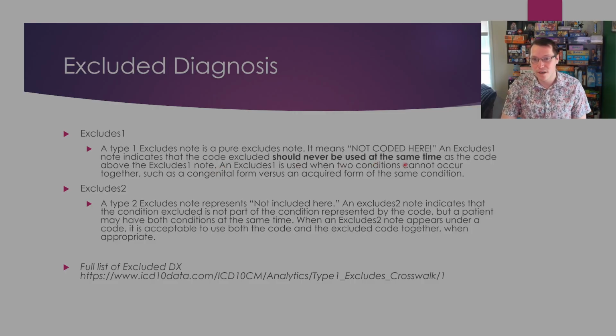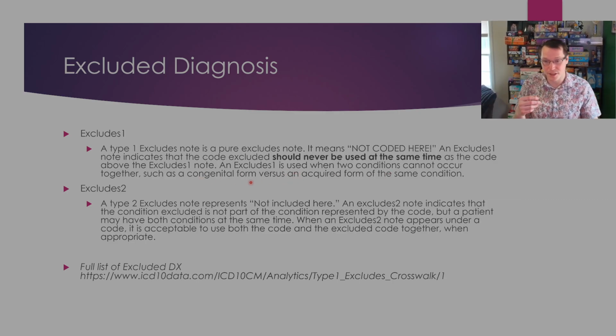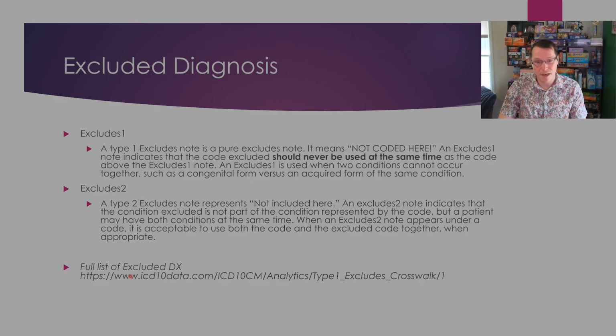An excluded 1 is used when two conditions cannot occur together, such as a congenital form versus an acquired form of the same condition. That's pretty obvious. You can't have an acquired form with a congenital form, but there's a lot of other ones out there that aren't as obvious to people. You can find a full list of them here. I would recommend reviewing it at some point, but otherwise, let's just strap in and look at these together.